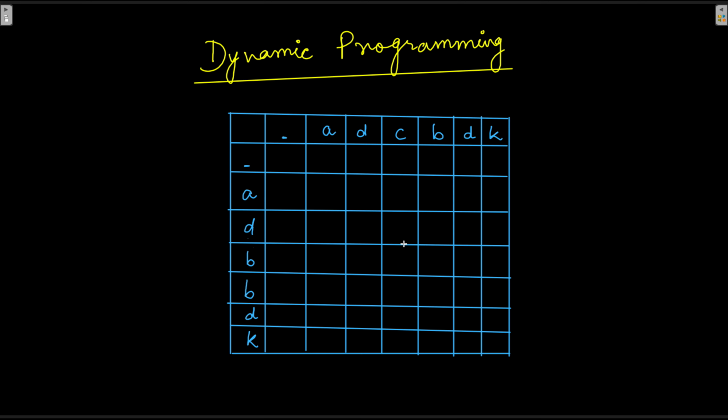Similarly, if we come to this particular cell, this is going to tell us whether ADC is a match for ADB, right? So we'll start from smallest and we'll go towards the biggest, from smallest to biggest. And this particular cell, which is the last cell of this matrix, is going to give us our answer.